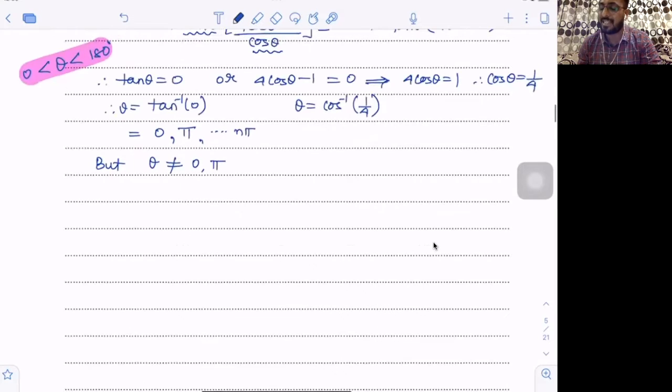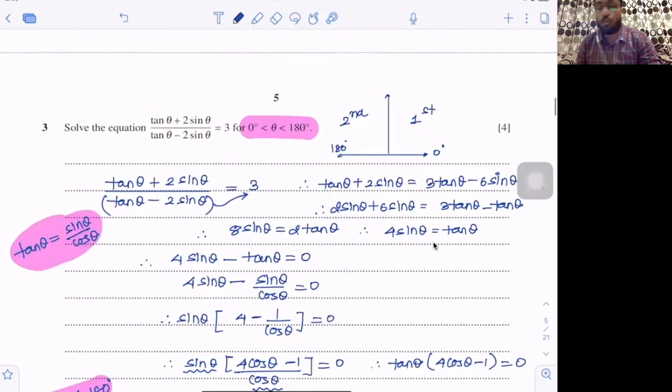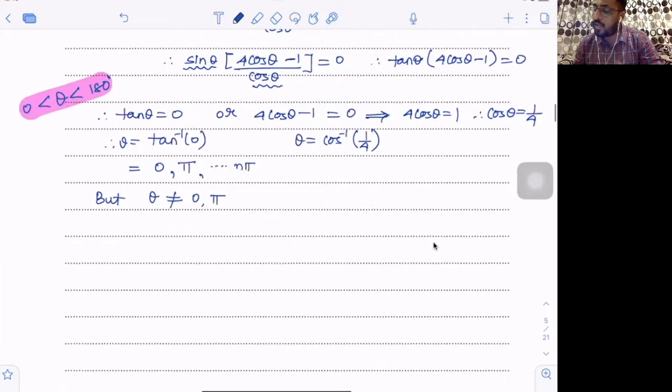So this is discarded. Now let's come to theta is equal to cos inverse of 1 upon 4. Now, are you aware that cos theta is positive in the first quadrant and negative in the second quadrant? So I know that theta was lying in the first or the second quadrant. In the first quadrant, cos is positive, right? And in the second quadrant, cos is negative. But have you seen here the value of cos theta is positive? It's positive, right? Cos theta is positive.